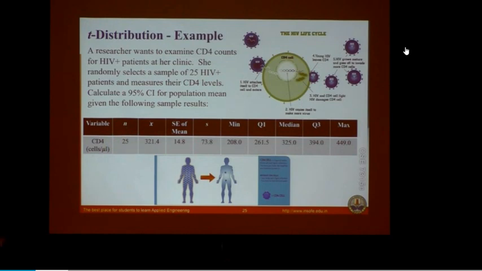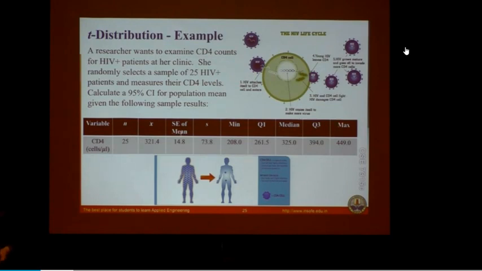And this is the output. CD4, number of patients, 25. The mean CD4 level of this sample of 25 HIV patients is 321.4 cells per microliter. Standard error is given, standard deviation is given, then the 5-point summary: minimum, maximum, median, Q1 and Q3. All this is given. Now I want to build a 95% confidence interval.